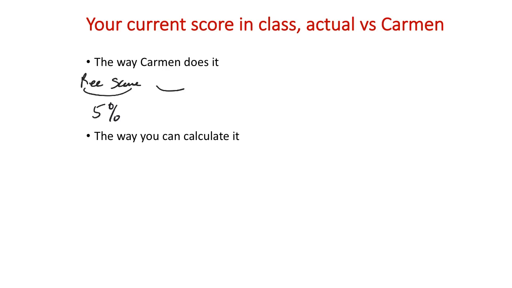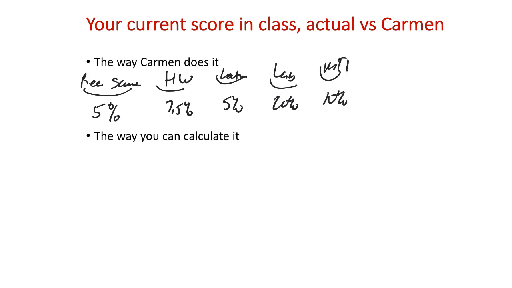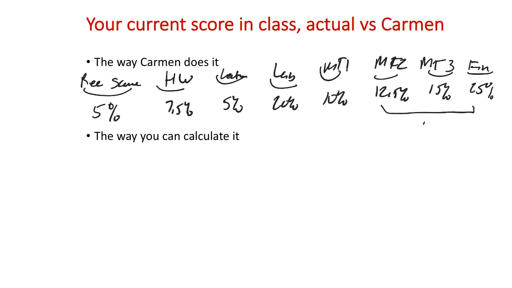Now, your homework score is 7.5% of your grade. Let's see what else we have. Lecture is 5%. Lab, 20%. Midterm 1, 10%. Midterm 2 is 12.5%. Midterm 3, 15%, and the final is 25%. Now this total here is 52.5% that we haven't yet had in the class.